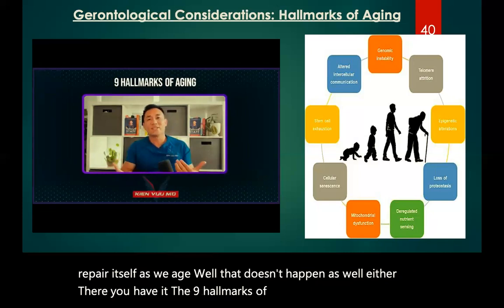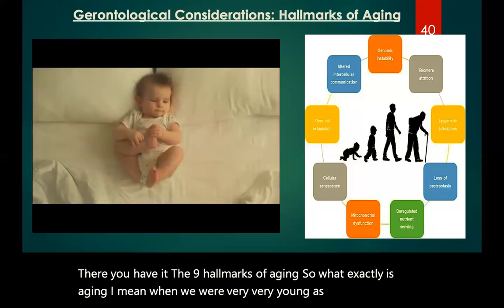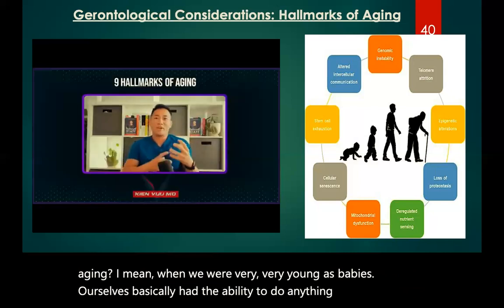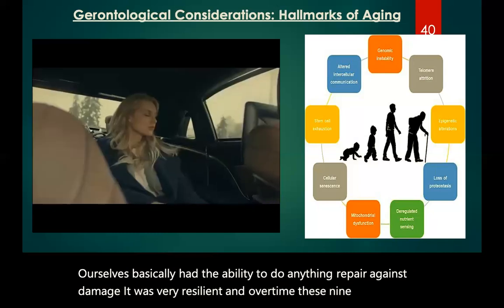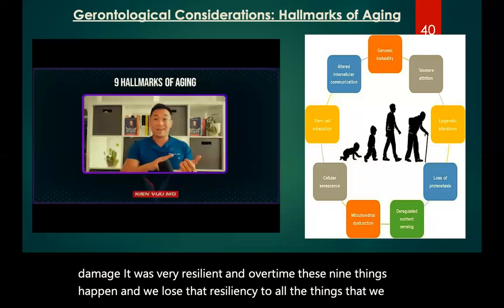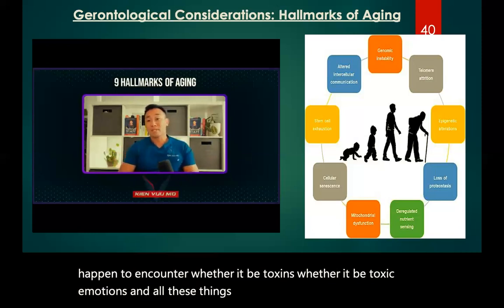So what exactly is aging? When we were very, very young as babies, our cells basically had the ability to do anything, to repair against damage. It was very resilient. And over time, these 9 things happen, and we lose that resiliency to all the things that we happen to encounter, whether it be toxins or toxic emotions, and all these things that happen to us in life. And that is really the process of aging.